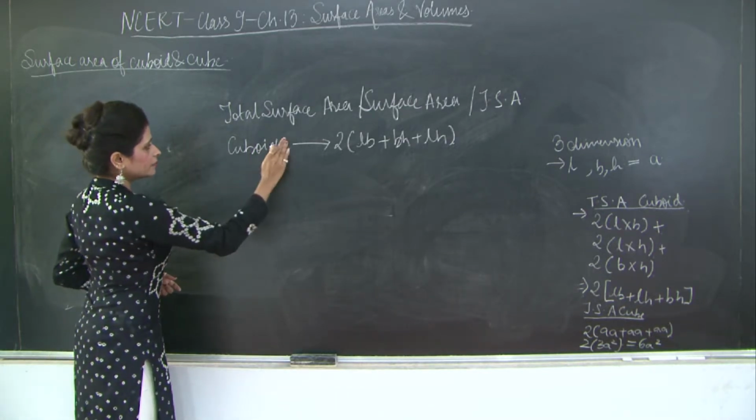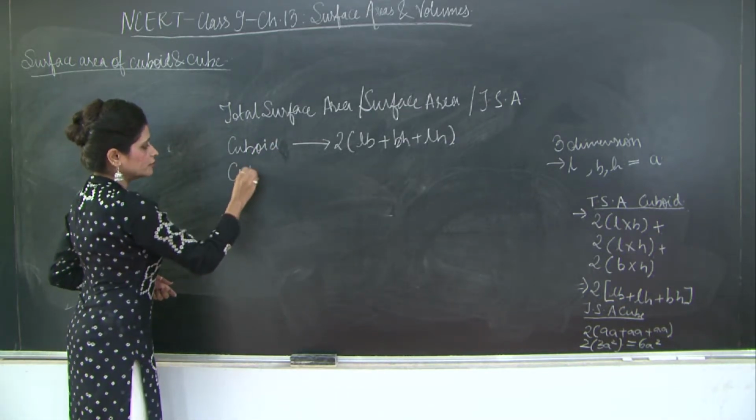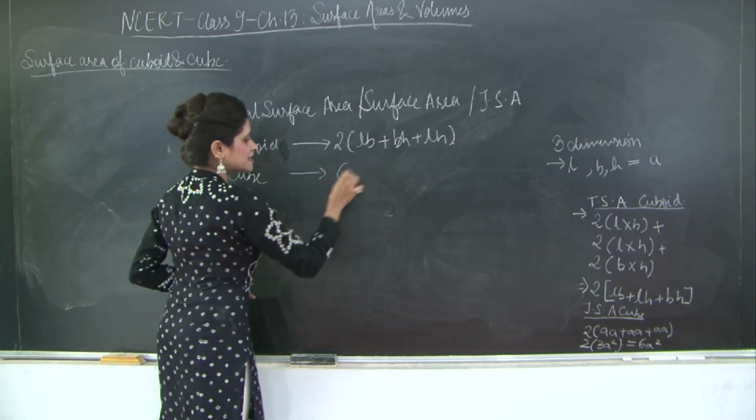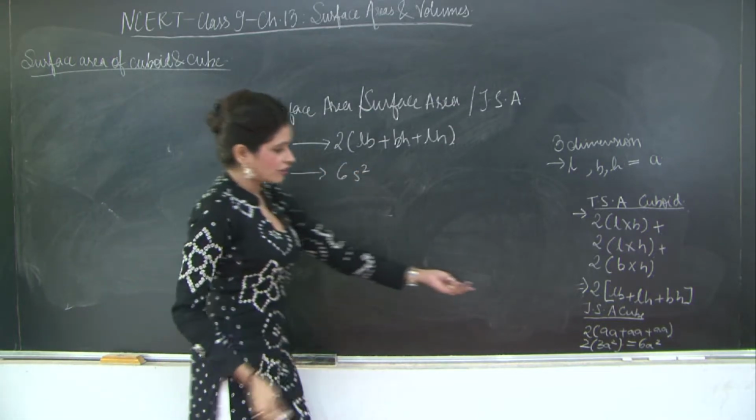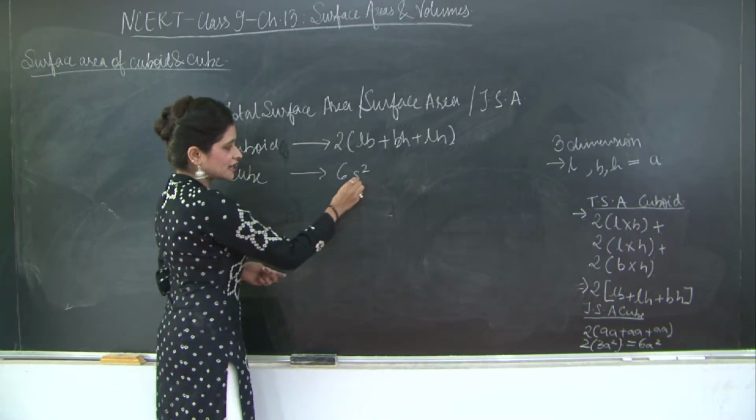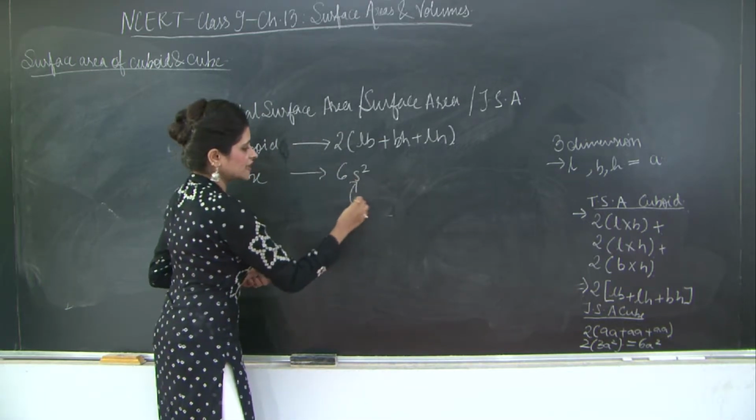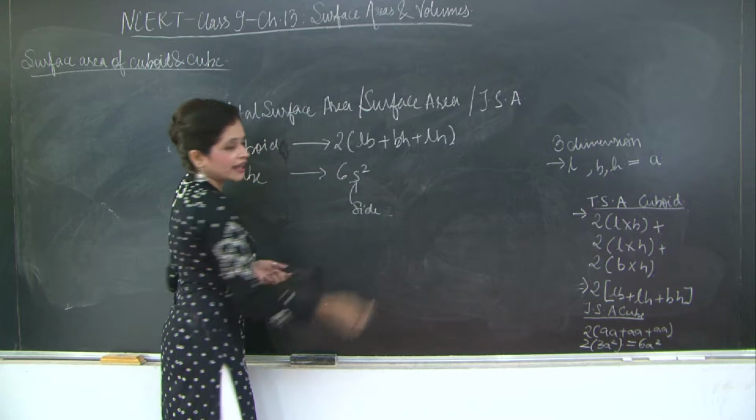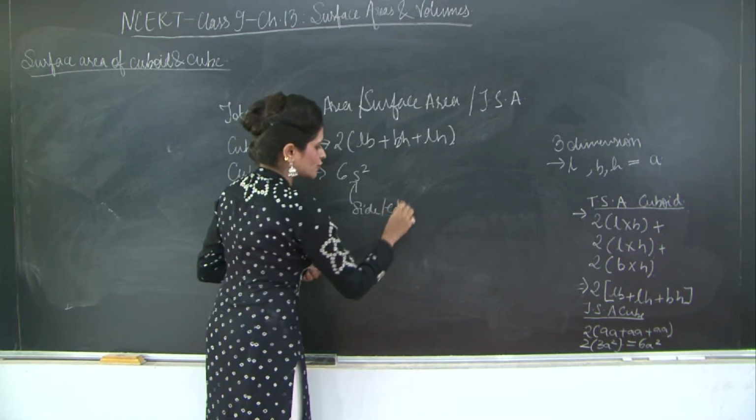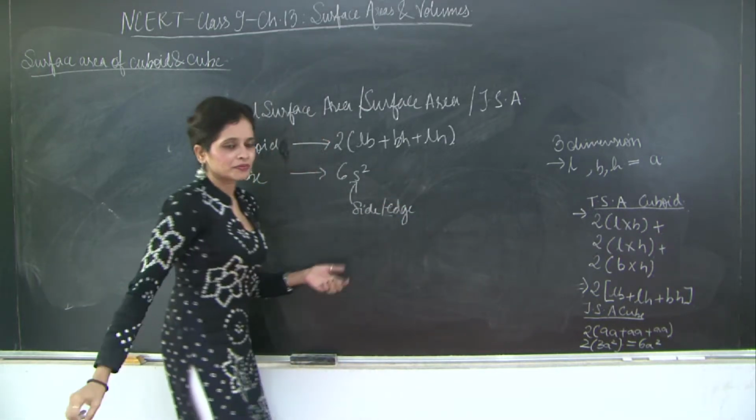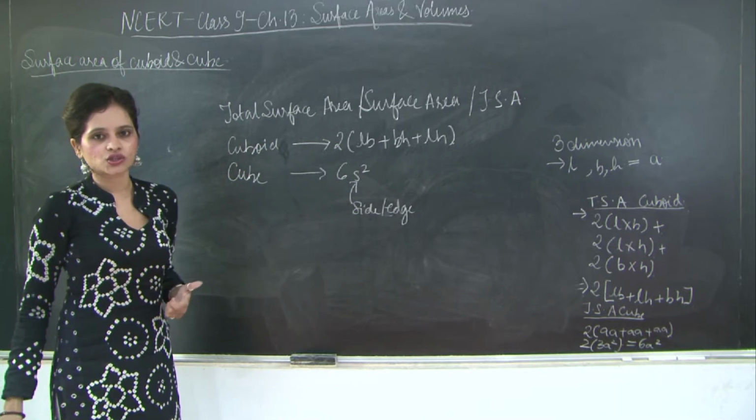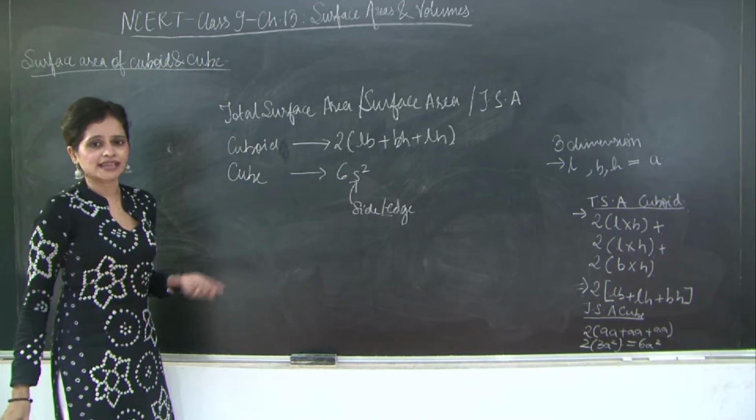Then how about cube? For cube it's going to be 6S square, or instead of A I'm just saying S. Why? Because S we can just say it's the side or any edge of your cube. So if you're given any side or edge of the cube, then it would be 6S square. That is 6 into the side square.